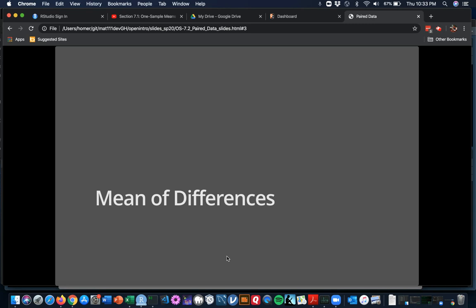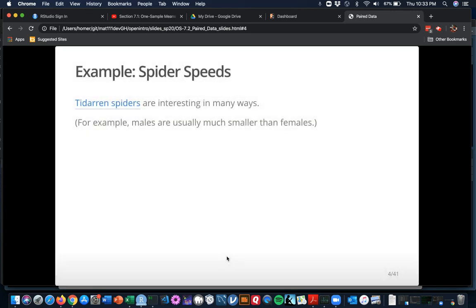So we are studying as our parameter of interest in this section the mean of differences. And rather than define that in the abstract right away, I'm going to start you off with an example, and then we'll come to understand what the mean of differences is. So my example concerns Tadaran spiders, and you can follow this link here if you like in the slides to learn more about them. They're a very interesting genus of spiders.